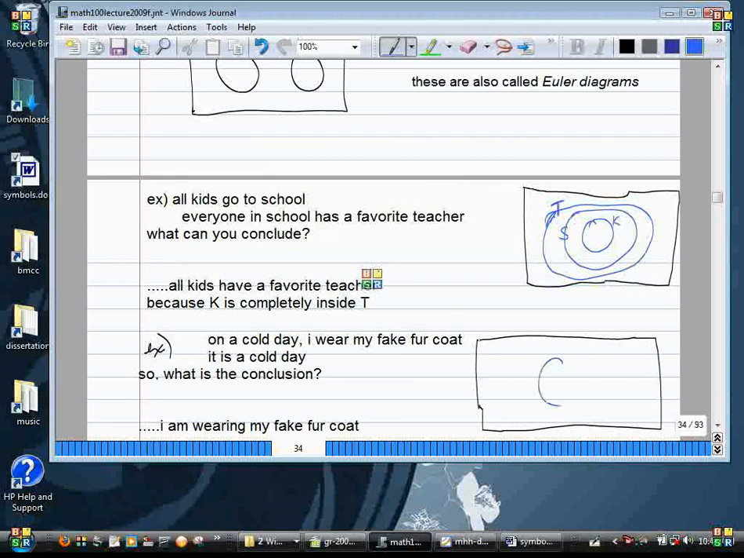Okay. So here's a circle. I'll just put C for coat. Oh no, I can't do that. That looks like cold. Okay. So I'll use FFC, fake fur coat. And then on a cold day, you draw it like over, around. Okay. So Terrell says that I should draw this for cold day. Now, is this telling me that on a cold day I'm definitely going to wear my fake fur coat?